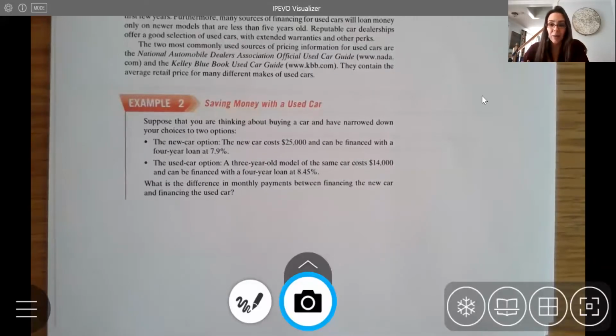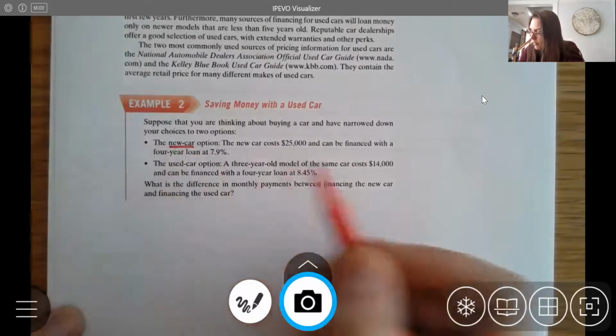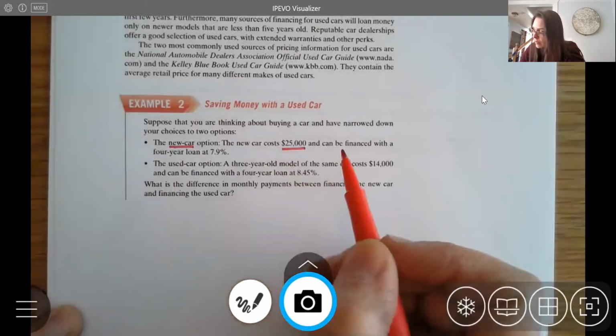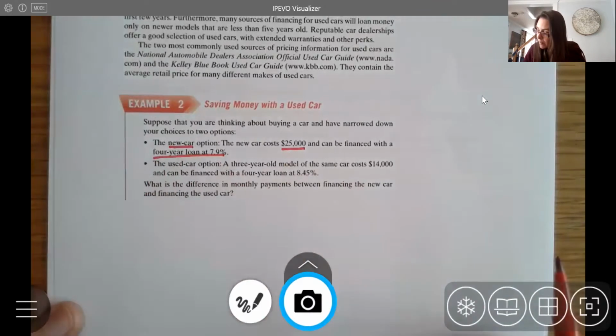All right, let's do another example now. So here's example 2, saving money with a used car. Suppose that you're thinking about buying a car and I've narrowed down your choices to 2 options. So you're thinking about a new car option. The new car costs $25,000. It can be financed using the 4-year loan at 7.9%.